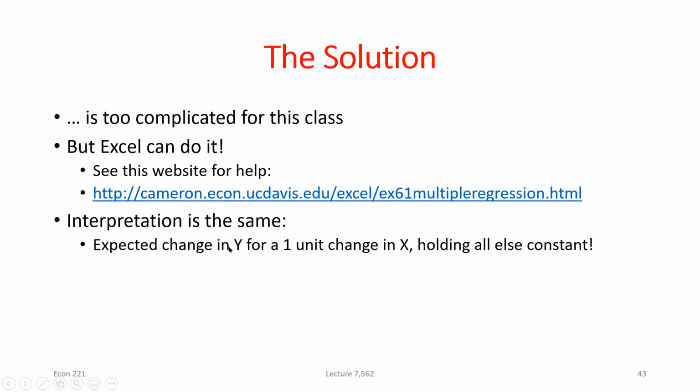changes. So before we said the way that we interpret a slope coefficient, one of those coefficient values we saw in Excel, was a 1 unit change in x would cause the predicted y to change by whatever that coefficient is. It's still the same interpretation. It's just now we add on holding everything else in the regression constant.